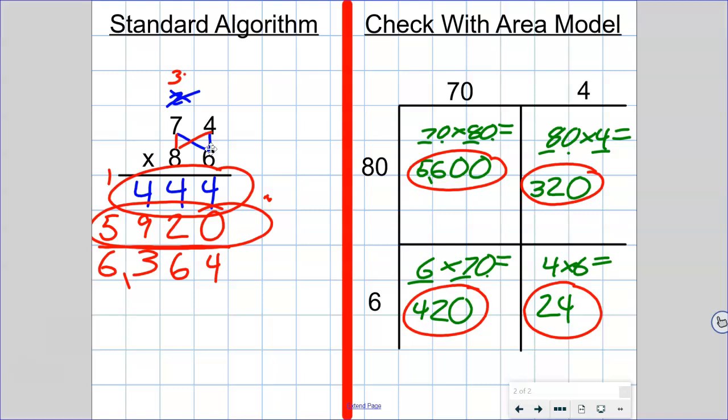All right, guys, this week, your job is to do exactly what I just showed you. You're going to solve a problem using the standard algorithm and then use that area model to double check. No using calculators, no using anything else, simply using a different method that you should be familiar with as well.